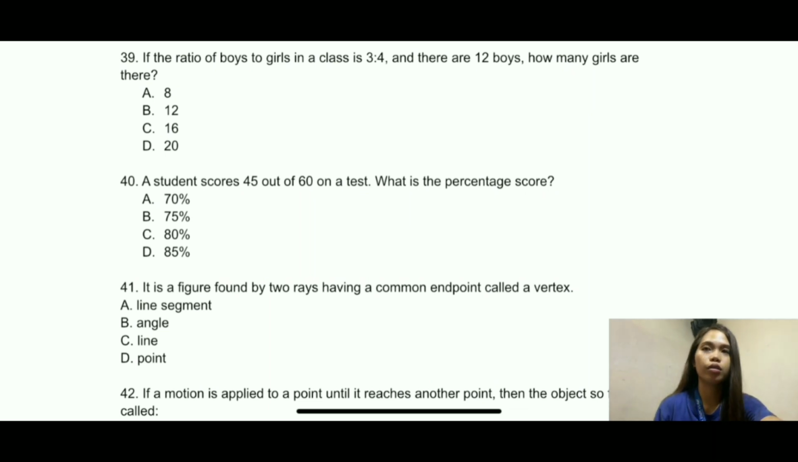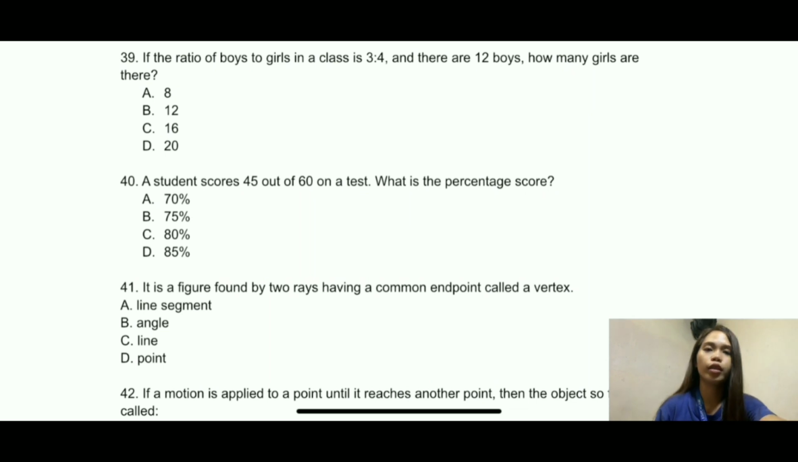And why are the other options incorrect? For option A, this is too small as it assumes a lower ratio. For option B, 12, this would mean boys and girls are equal, which doesn't match the ratio 3:4. And for letter D, this is too large and doesn't maintain the correct ratio. So the correct answer for number 39 is letter C, which is 16.